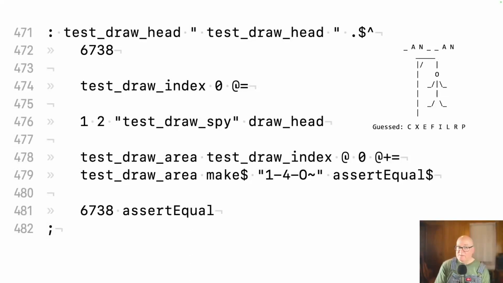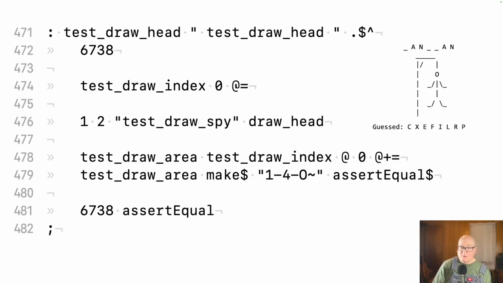So test draw index in 474, we have a spy we're going to call test draw spy. I'm not going to show that code because it's the thing that produces that string in 479, the 140 tilde. It needs somewhere to write that. So test draw index basically resets the spy's drawing area, so it writes the value there. So test draw spy is not going to draw a picture. It's going to capture the row, the column, and the first letter of the output for each draw command.